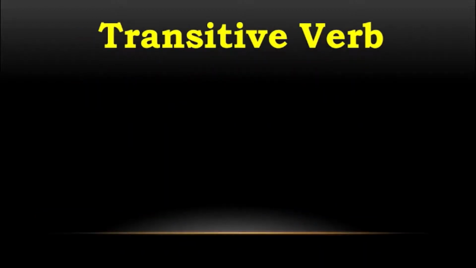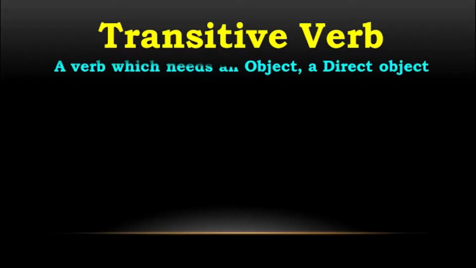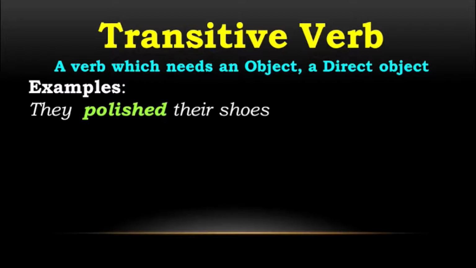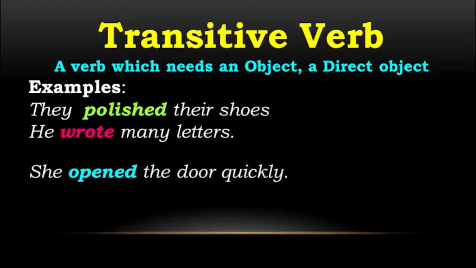Transitive verb. A transitive verb requires an object. Okay? A verb which needs an object, a direct object, you may call it. For example, they polish their shoes. Shoes. Polish is your transitive verb. When you have a transitive verb, you can make the sentence a passive voice sentence. Their shoes were polished by them. He wrote many letters. Many letters were written by him.